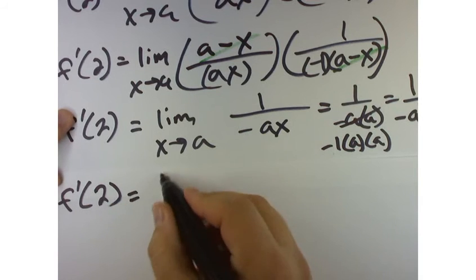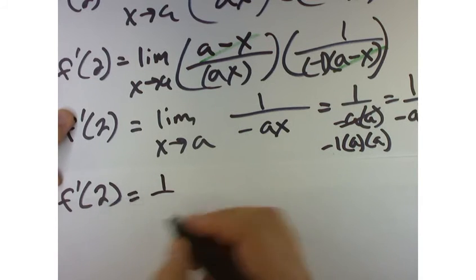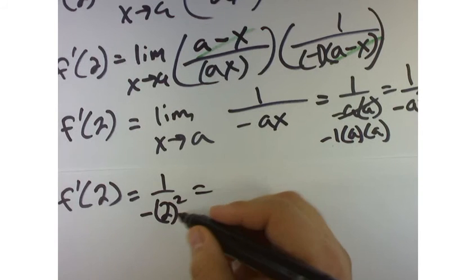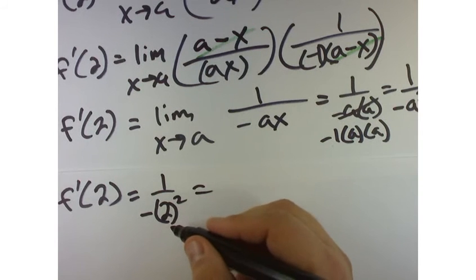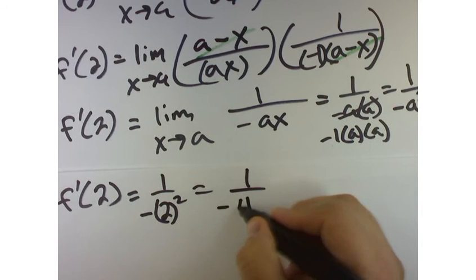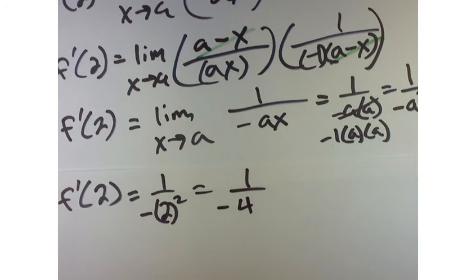So what I've got is that f prime of 2 is going to be negative 2 squared. Order of operations says that I'm supposed to square the exponent first, so I get negative 4. 1 over 2 squared, and then I take the negative, so it's negative 1/4.